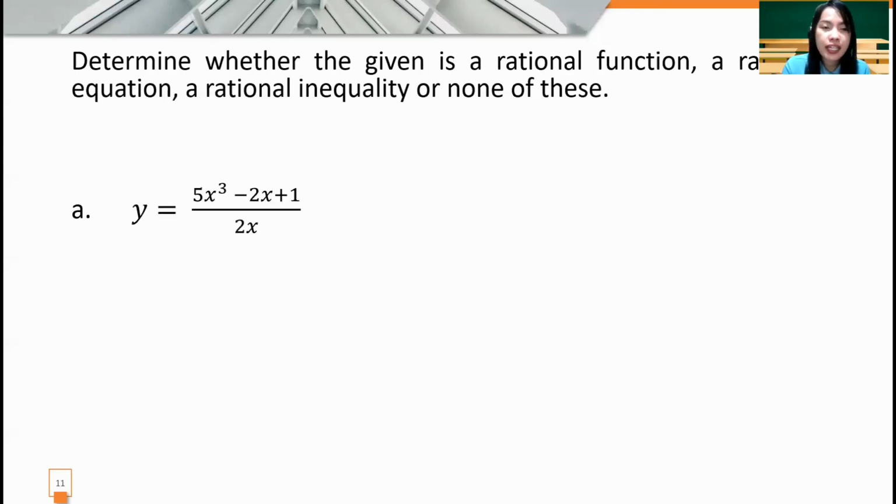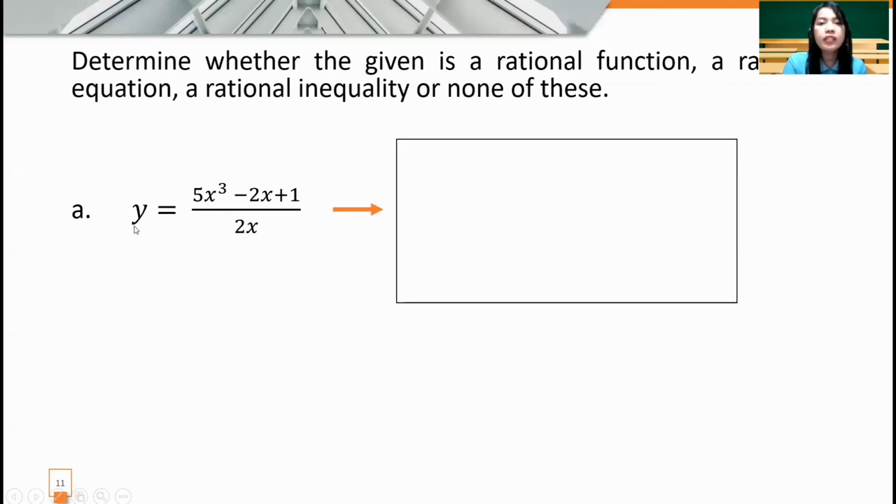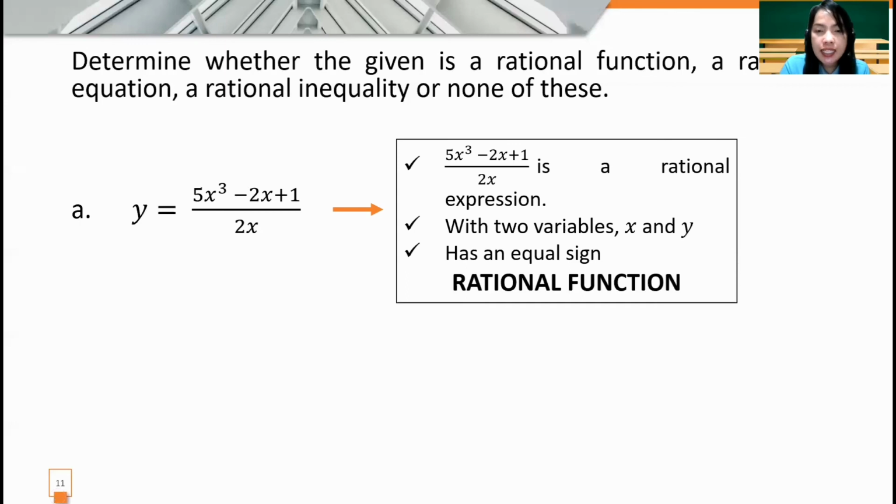Let's have letter A. The given is y equals 5x cubed minus 2x plus 1 all over 2x. So let us first check the involved polynomials here. Sa numerator, this one is a polynomial. Denominator is a polynomial. Therefore, ito ay rational expression. Merong equal sign at merong dalawang variable x and y. Letter A is a rational function.